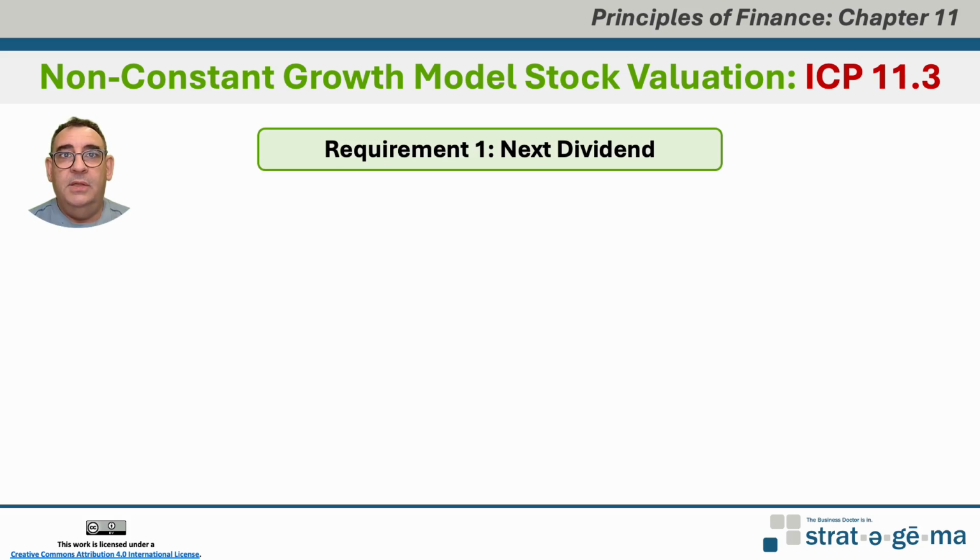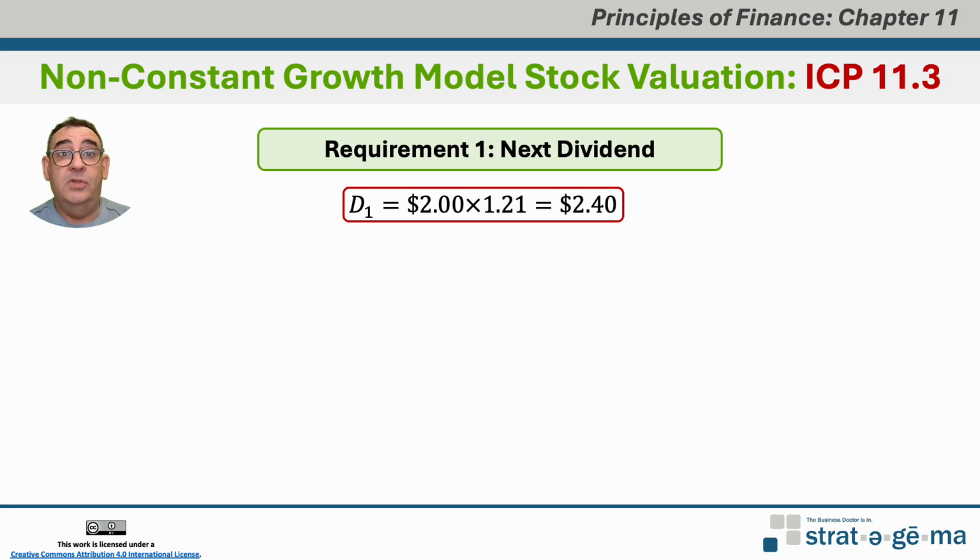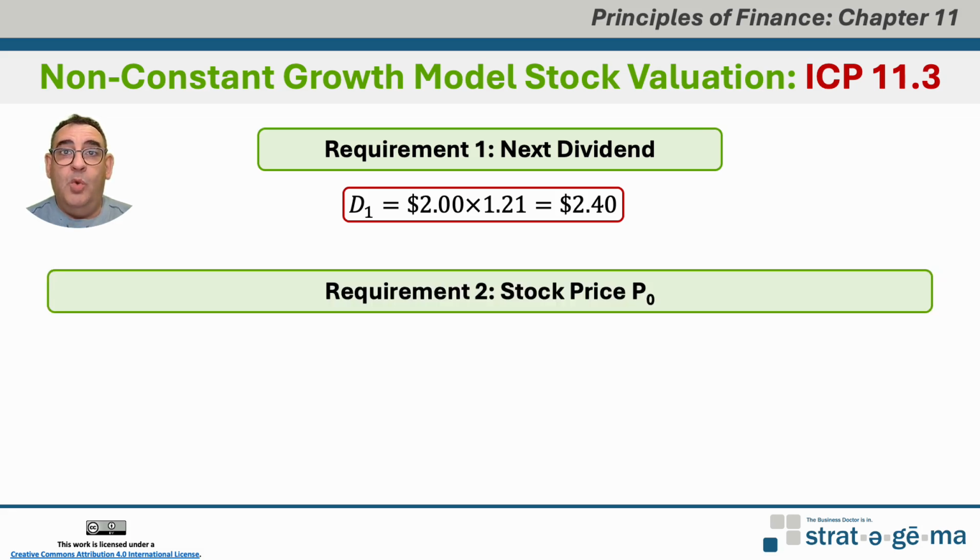To calculate it, we're looking for D1 here. So D1 equals D0 times 1 plus g. The most recent dividend is $2, so times 1.20 gives us D1 of $2.40. Requirement 2, what's the stock price today, P0? Again, stop the video and see if you can figure it out. So in order to do this, without a timeline, you can draw a timeline if you like, we need to know D1, D2, D3, and P3.